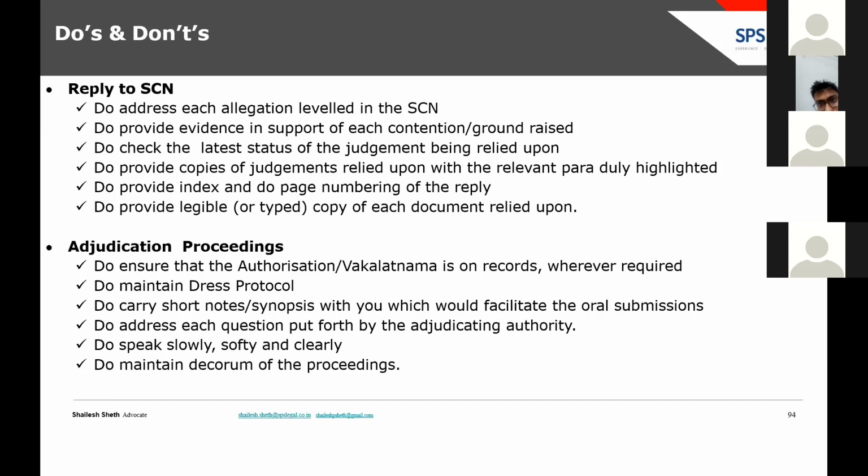In adjudication proceedings, ensure that the authorization or wakalatnama is on record wherever required, or if it is not filed, carry it with you at the time of hearing.